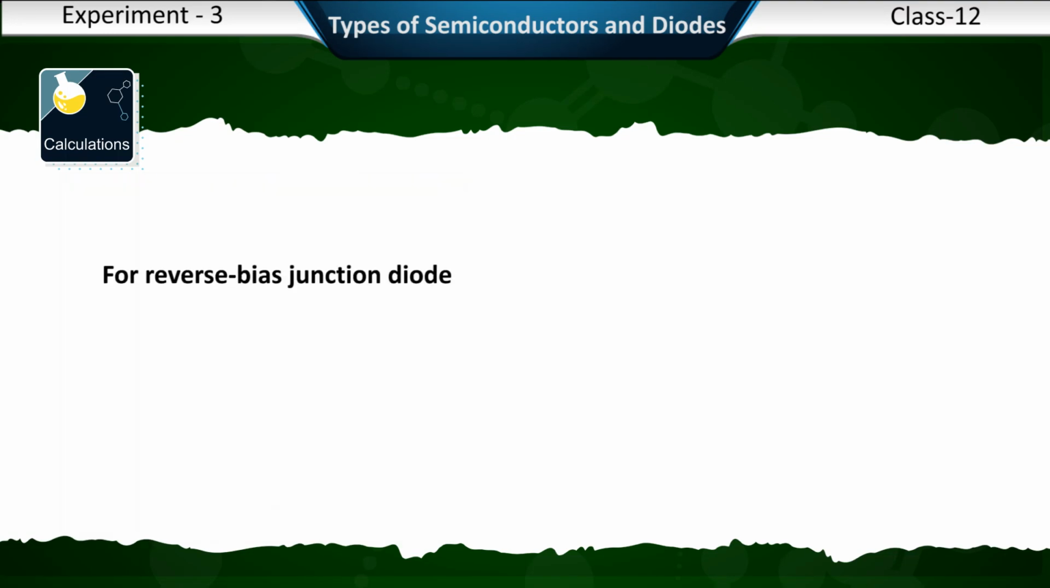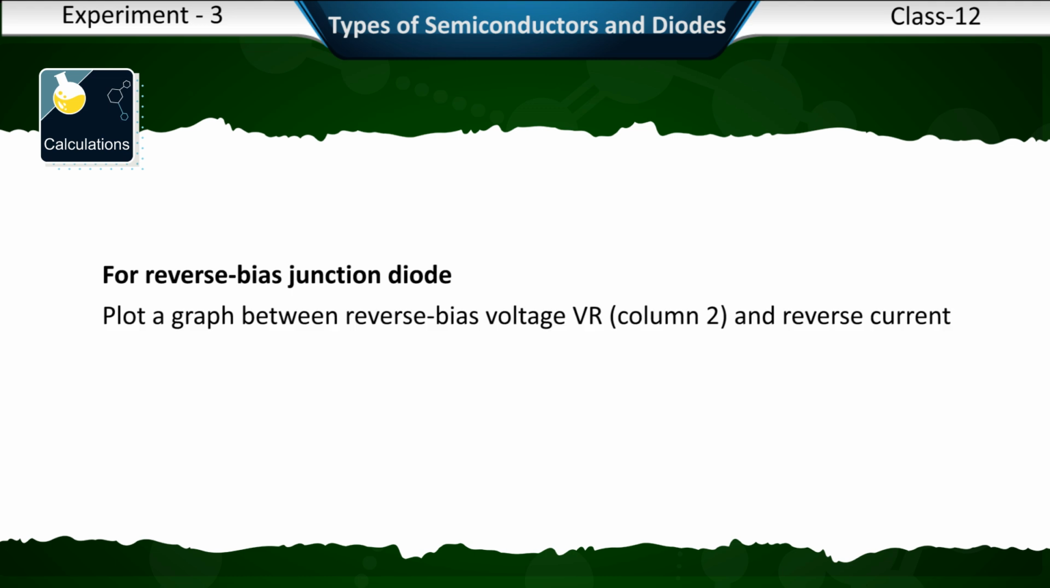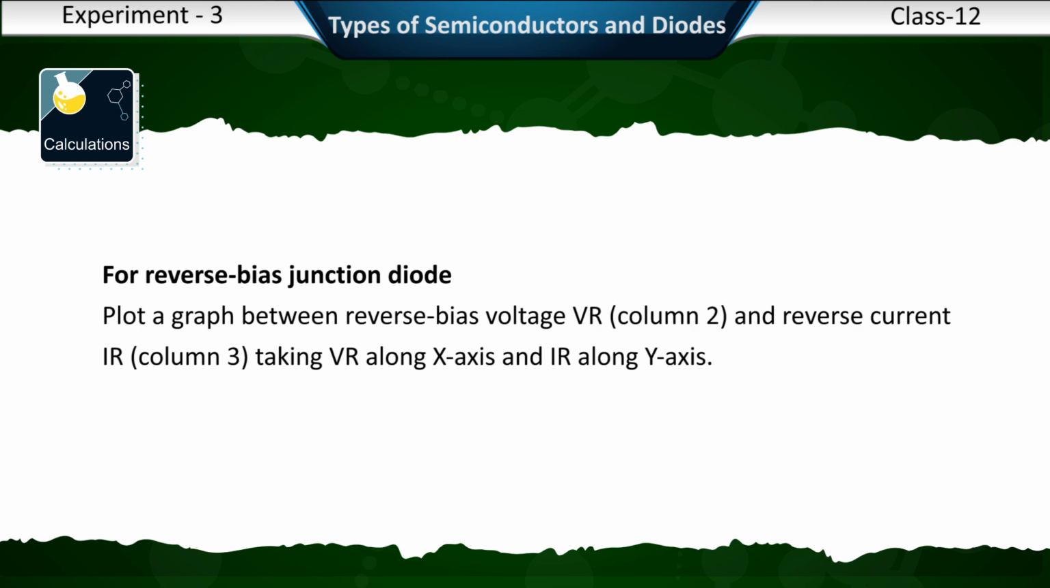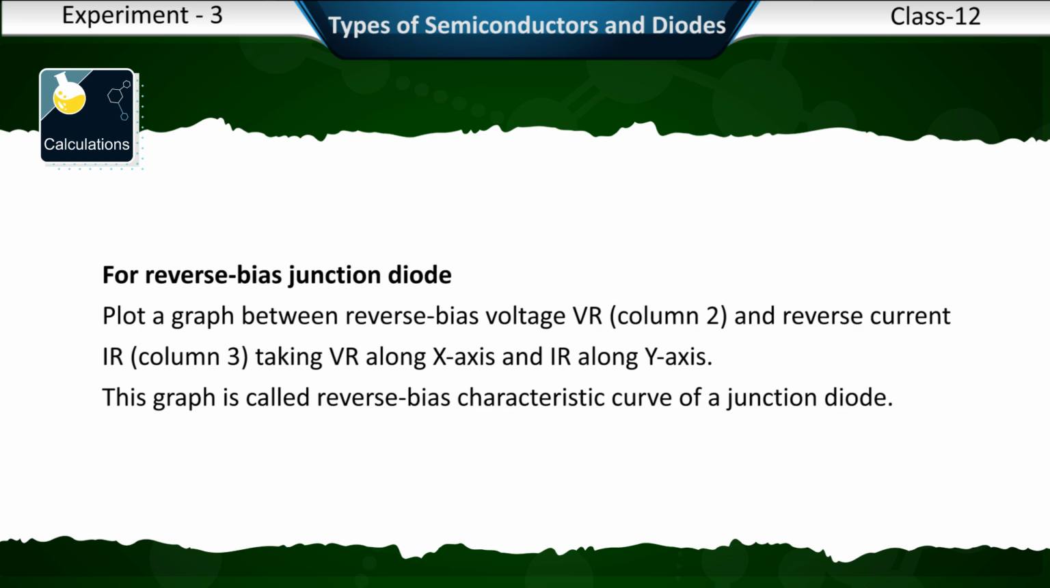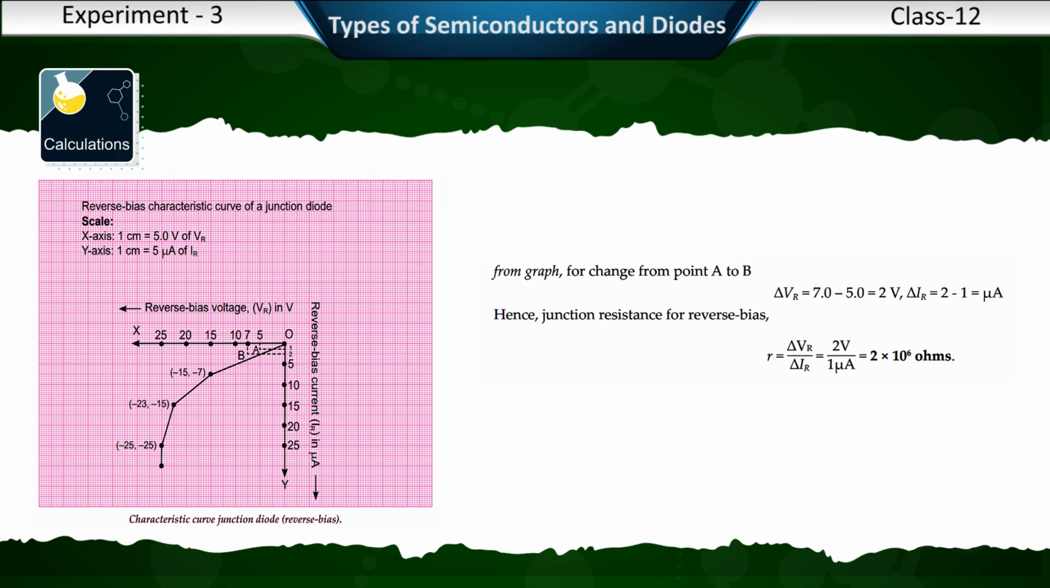For reverse bias junction diode, plot a graph between reverse bias voltage VR, column 2, and reverse current IR, column 3, taking VR along the x-axis and IR along the y-axis. This graph is called the reverse bias characteristic curve of a junction diode. From the graph, for change from point A to B. Hence, junction resistance for reverse bias. Note: take your own readings, the graph is given for your reference.